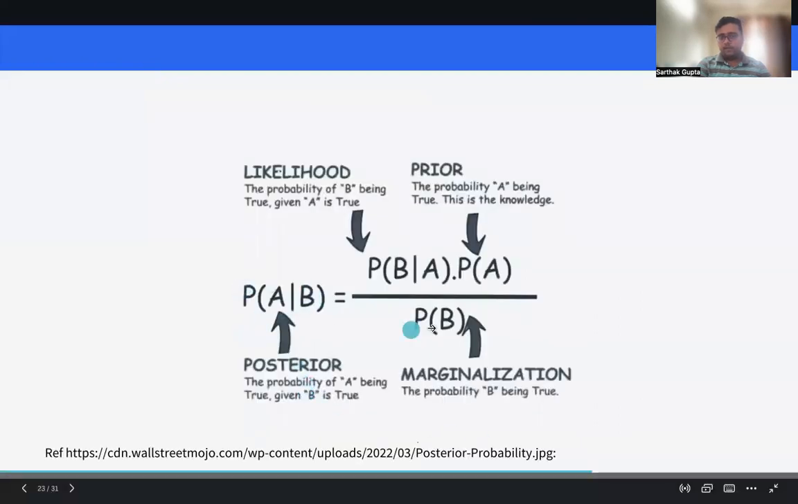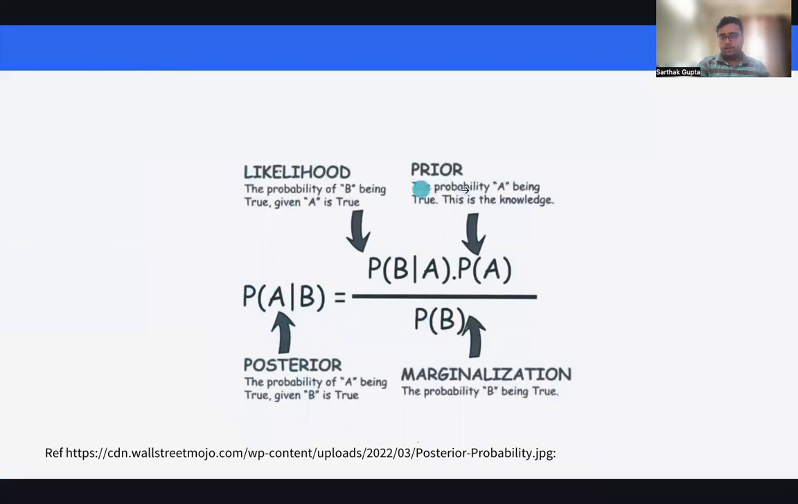Before that, we also want to discuss the different terms in Bayesian probability. This is the likelihood, the probability of B being true given A is true. Similarly, the posterior is just the reverse of the likelihood. We also have the prior, the probability of A being true. This is the knowledge. And marginalization, the probability of B being true.